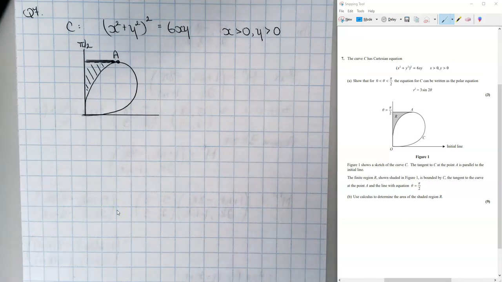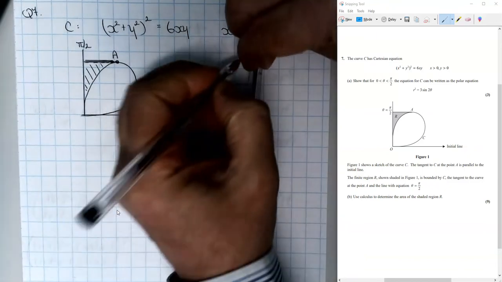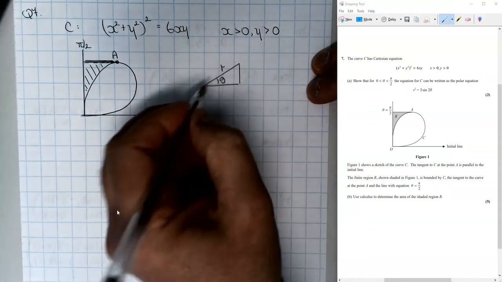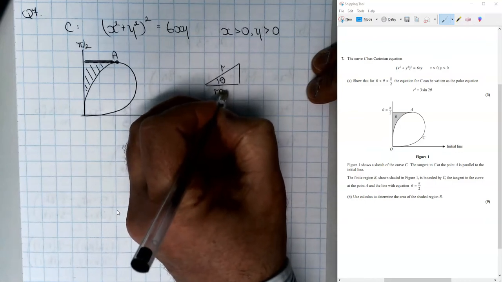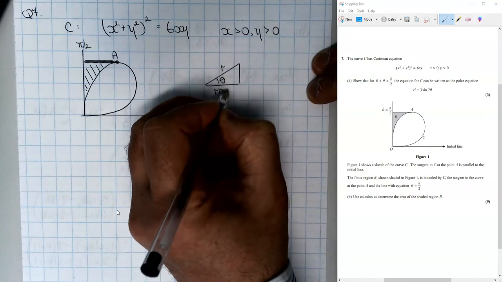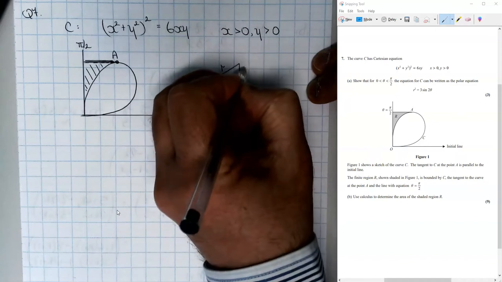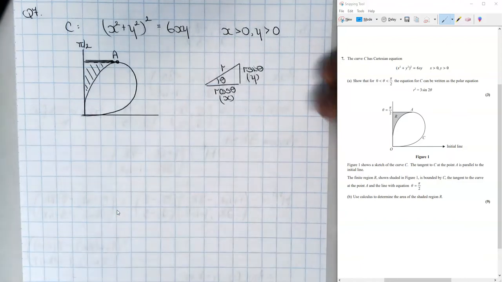Okay, we're trying to transfer a Cartesian equation for a curve into a polar equation. Now all we need to do for this is to remember that a polar is in terms of r and theta, and a Cartesian is in terms of x's and y's. So r cos theta will be x, and r sine theta will be y. In order to transfer these, we just substitute these in.